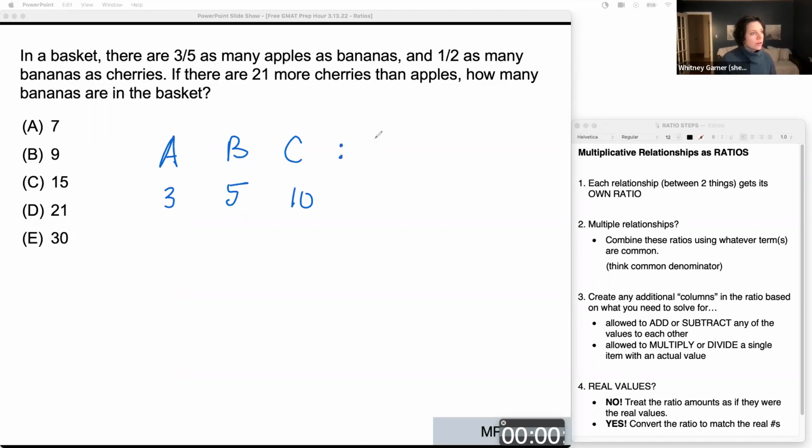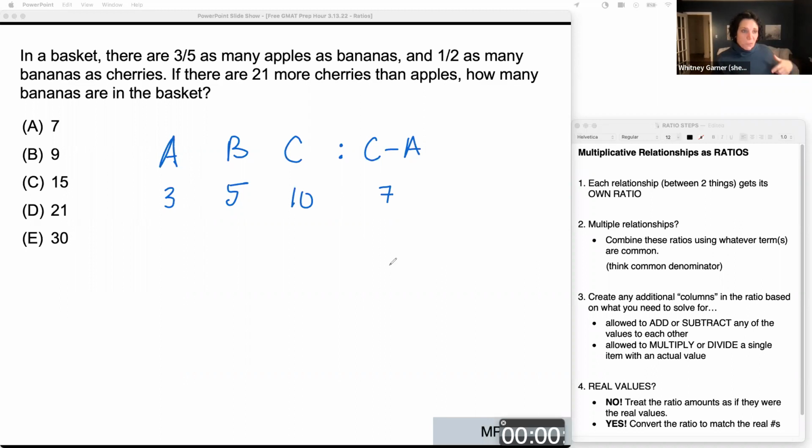If what I'm looking for is the difference between cherries and apples, well, in this ratio, that's 7. That's 10 minus 3. Yep, exactly. So we find that difference in this base ratio, and I appreciate that you call it out. It's basically what it says. I find that difference. The difference is 7.